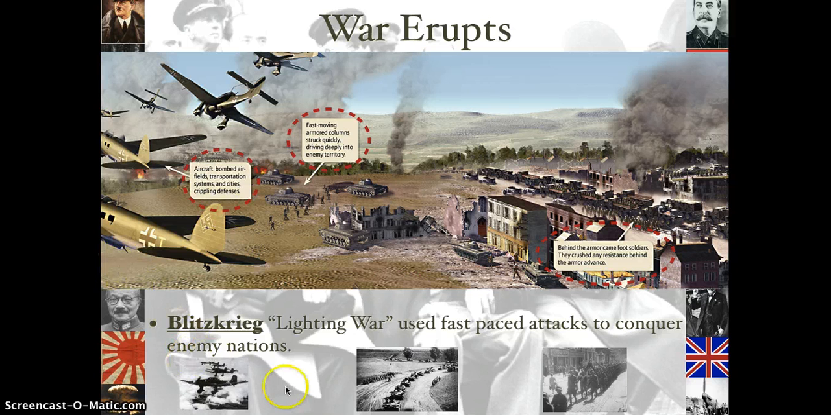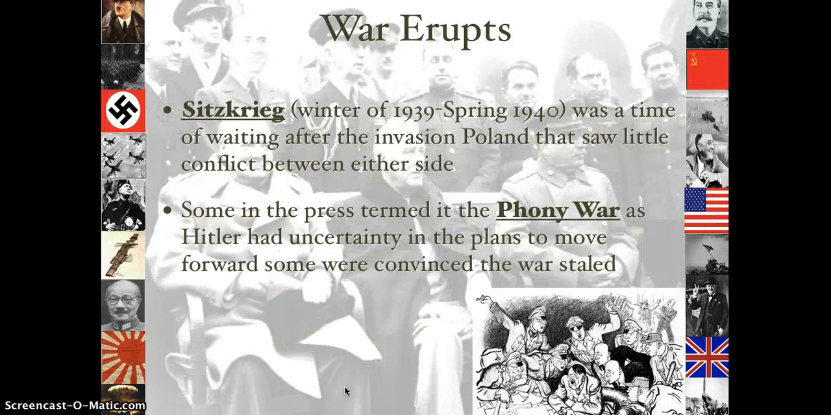In particular, the German Luftwaffe, or their Air Force, is really ahead of the curve with air combat, and some of their tanks had a technological advantage compared to some other nations they'll face, at least early in the war.